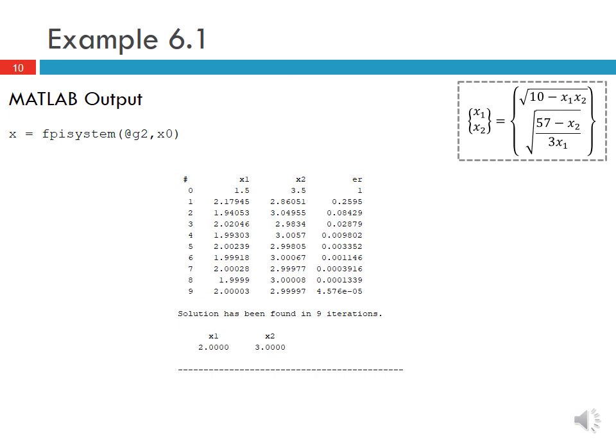And you can see using the same MATLAB script or the same MATLAB function that the method converges in 9 iterations using this formulation for our equations. And it converges to the solution x1 is equal to 2 and x2 is equal to 3.